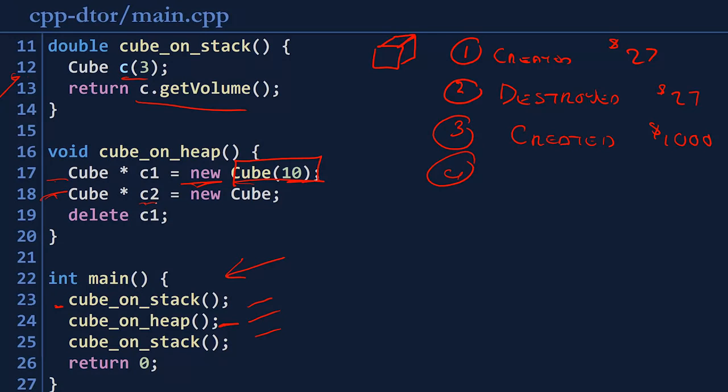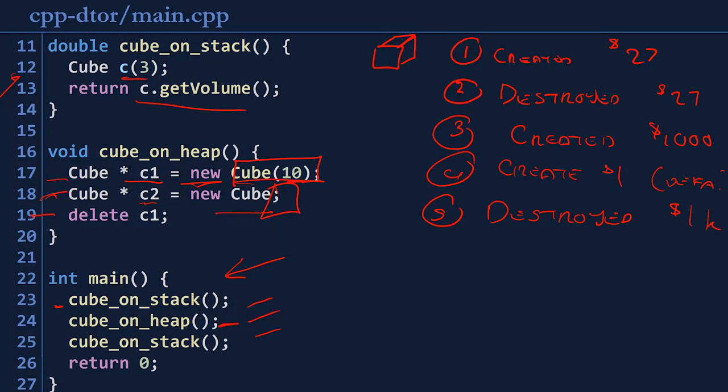The fourth thing that we're going to have printed out is going to be line 18. Cube C2 creates a new cube. We see there's no arguments here, so it's going to create a default cube. So it's going to create $1 default. And then the fifth thing that's going to happen is going to be line 19. We delete C1. So C1 is the cube that contained $1,000, so we should destroy $1,000.